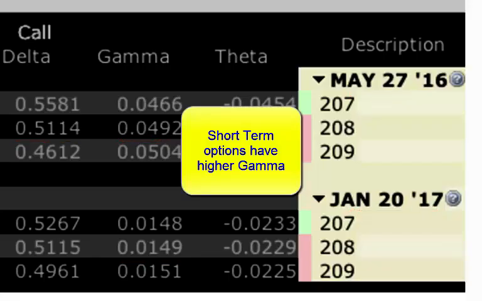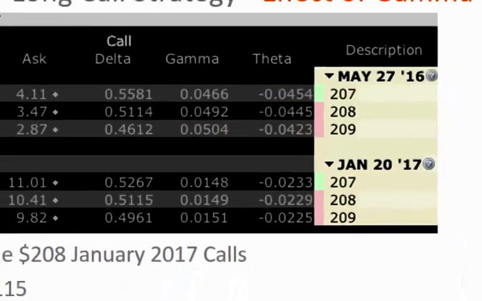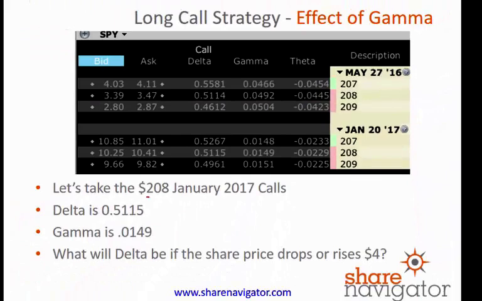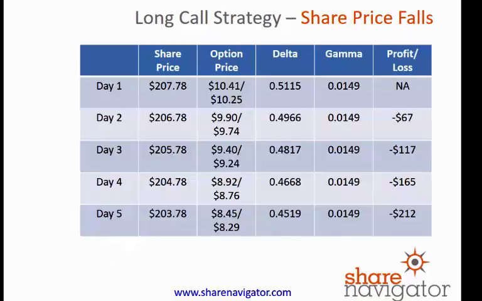Let's look at an example with delta. So let's take the January 2017 calls and the 208 strike. So we're looking down here. You can see that the delta is 0.5115 and the gamma is 0.0149. What would happen if the share price moved up or down by $4, for example? So we've prepared a presentation on the next slide here for you.